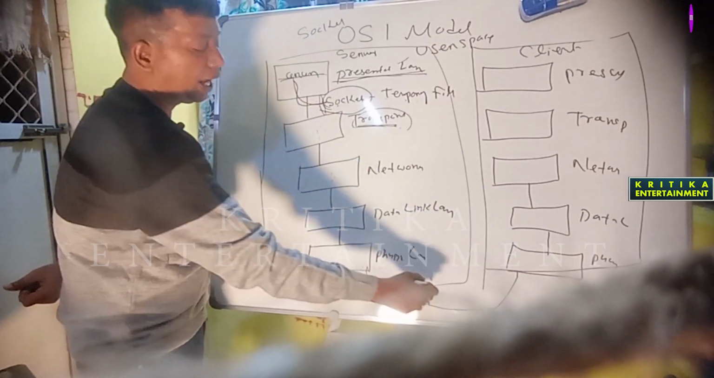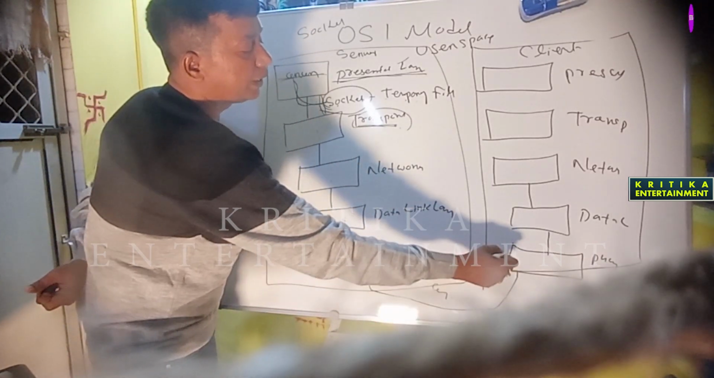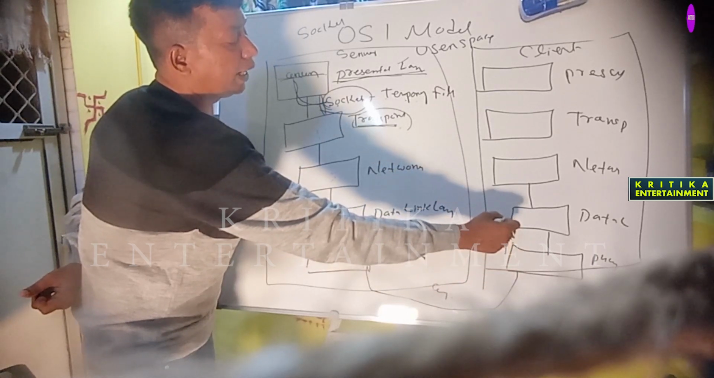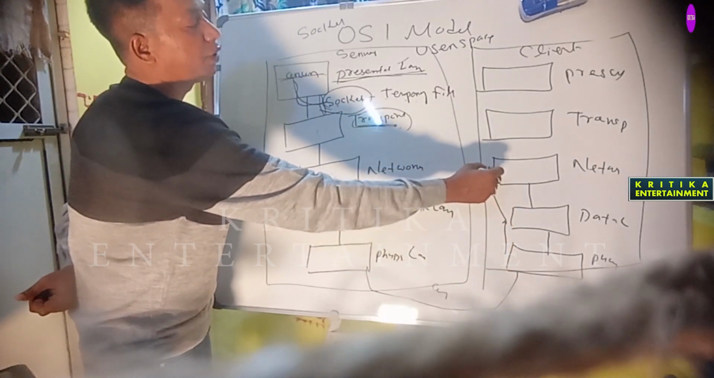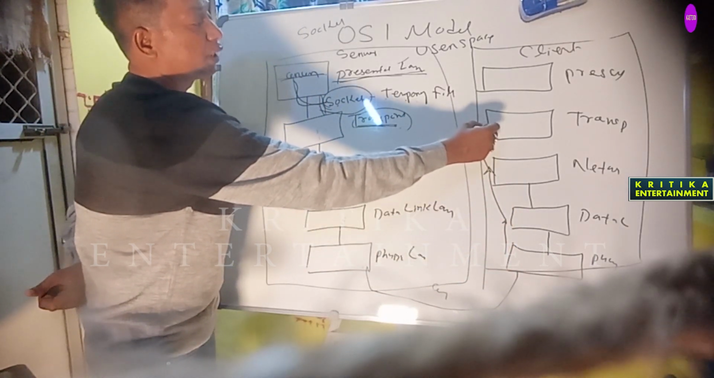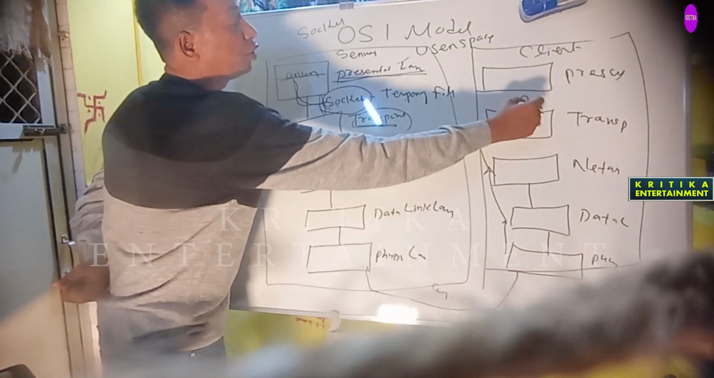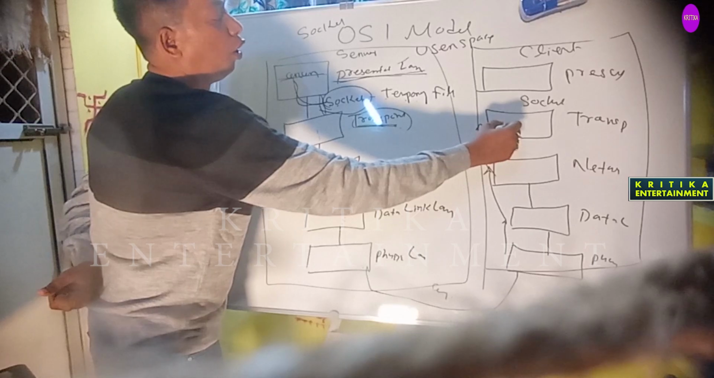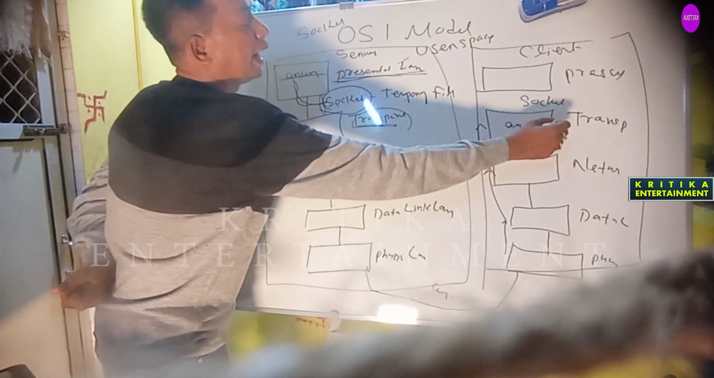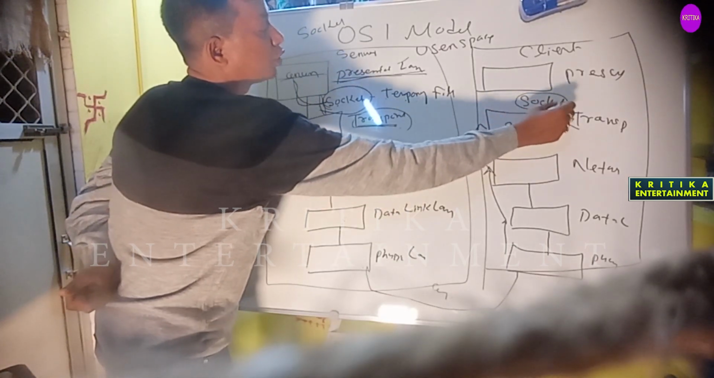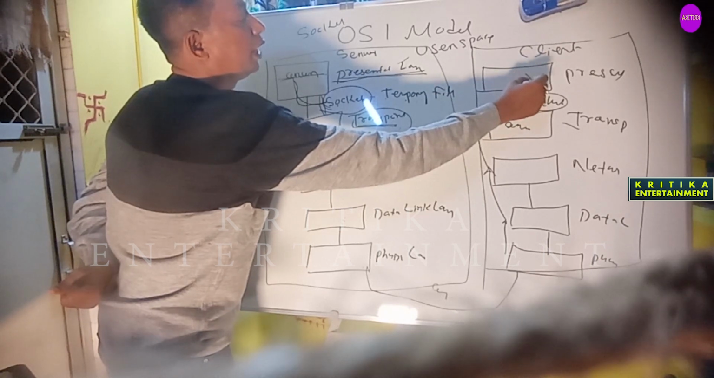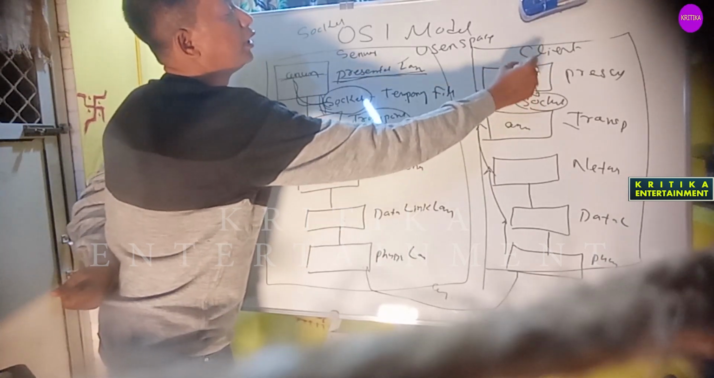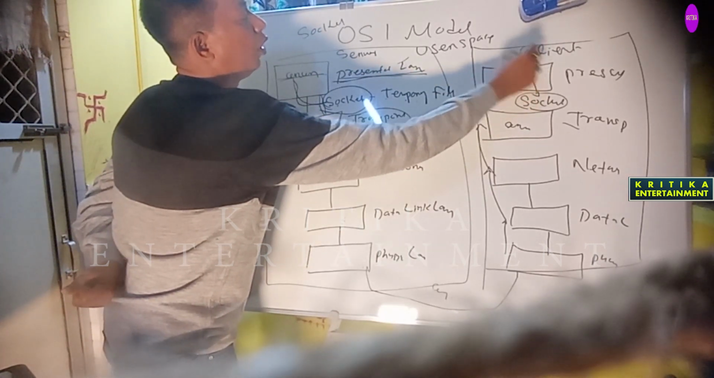The client side will receive the data in the physical layer. The physical layer will send to the data link layer, then to the network layer, then to the transport layer. Again, on the client side there is a socket, which will read the data from the transport layer and write into the socket. Then your presentation layer will read that socket and display it on the client machine.